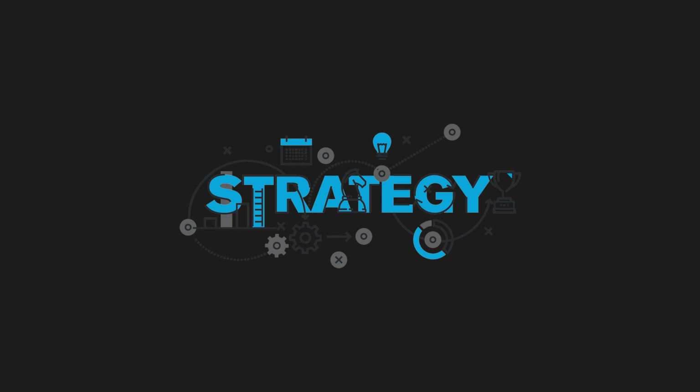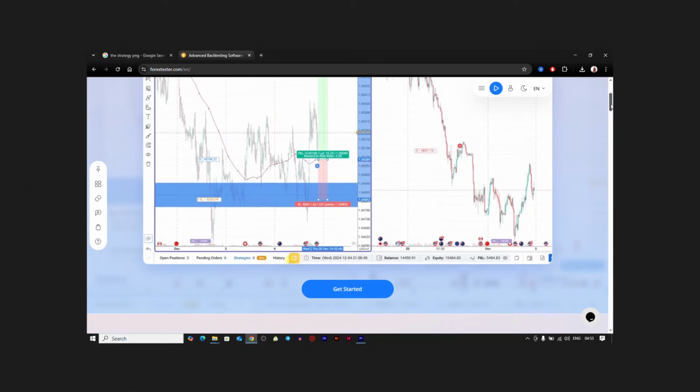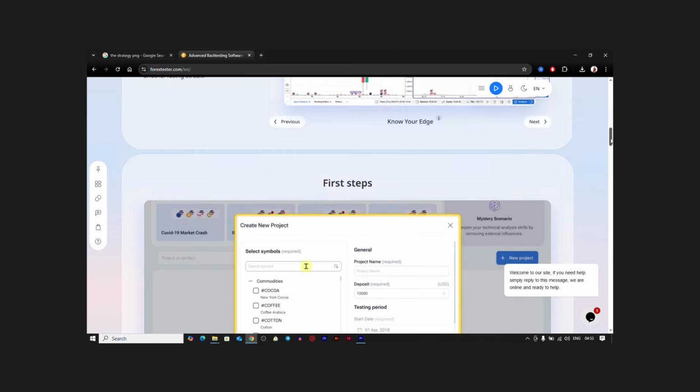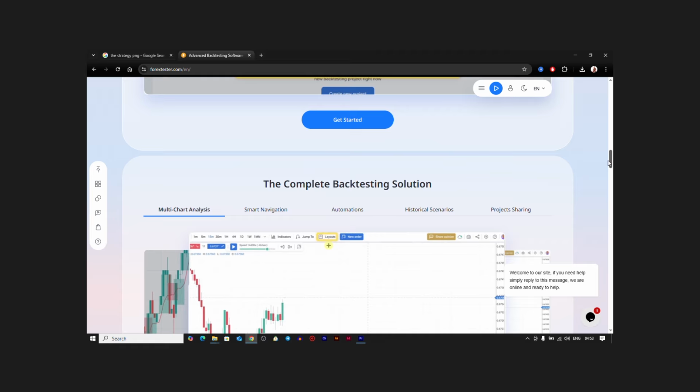So to test the strategy, we are going to need two things. Firstly, we are obviously going to need the strategy itself, and I will show you how the strategy works in a few moments. Number two, we are also going to need the most important tool for backtesting strategy, which in this case is the Forex Tester online tool.